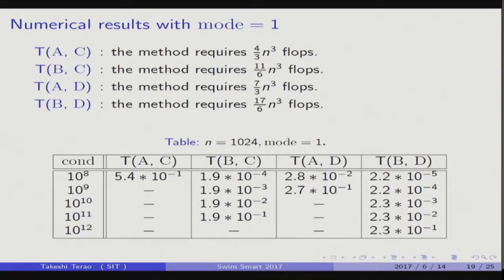In this case, method TBC is better compared to TAD. Remark that the computational cost of TBC is small compared to TAD. This notation indicates that the upper bound of the norm of RA minus I is greater than or equal to 1.